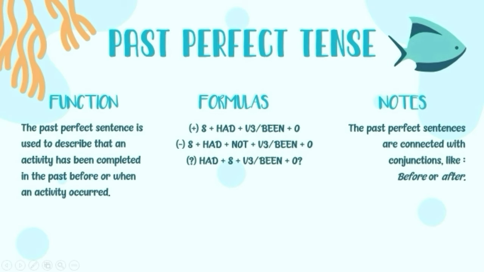Past perfect tense. The function of past perfect tense is used to describe that an activity has been completed in the past before or when an activity occurred. The formula for the positive form is subject plus had plus verb 3 or been plus object. The negative form is subject plus had plus not plus verb 3 or been plus object. And the interrogative form is had plus subject plus verb 3 or been plus object. Note: the past perfect sentences are connected with conjunctions like before or after.